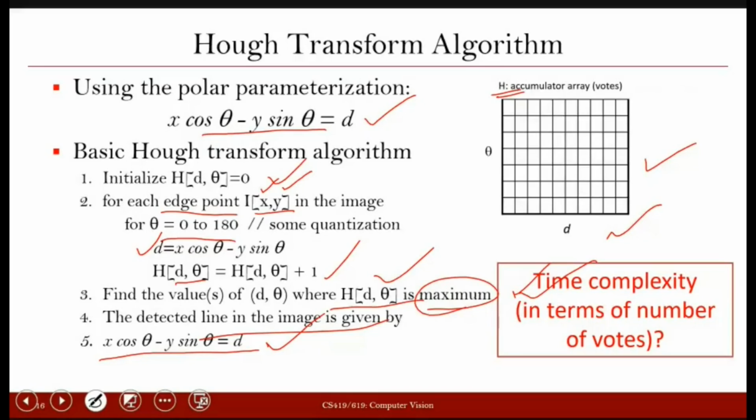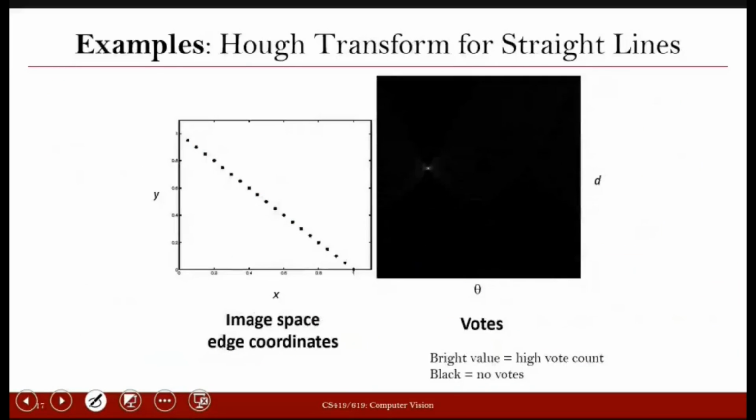When we are talking about the complexity here, the complexity is nothing but the number of computations that have been done for voting. So if you just count how many votes you have cast here, that will directly tell you the complexity of this process. These are a few examples.